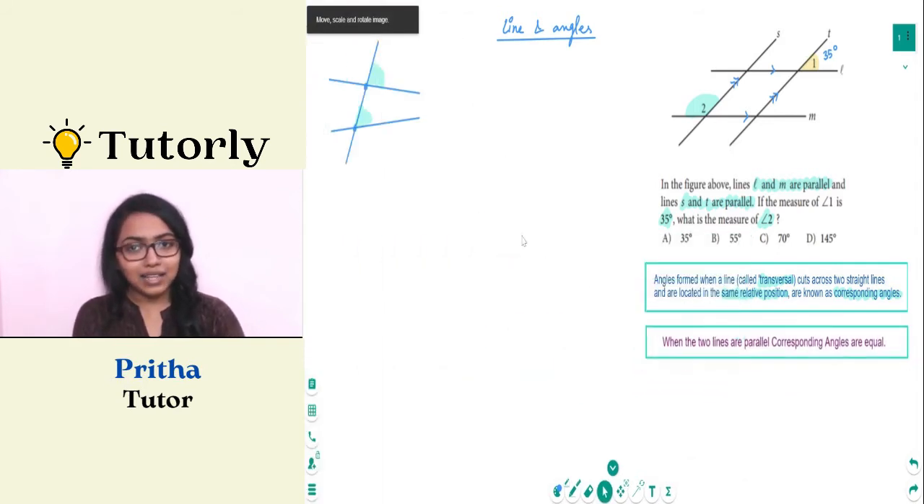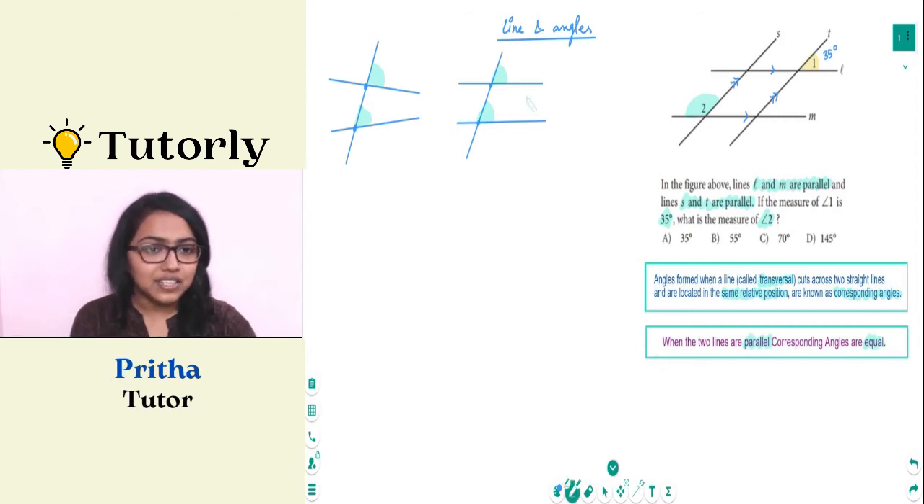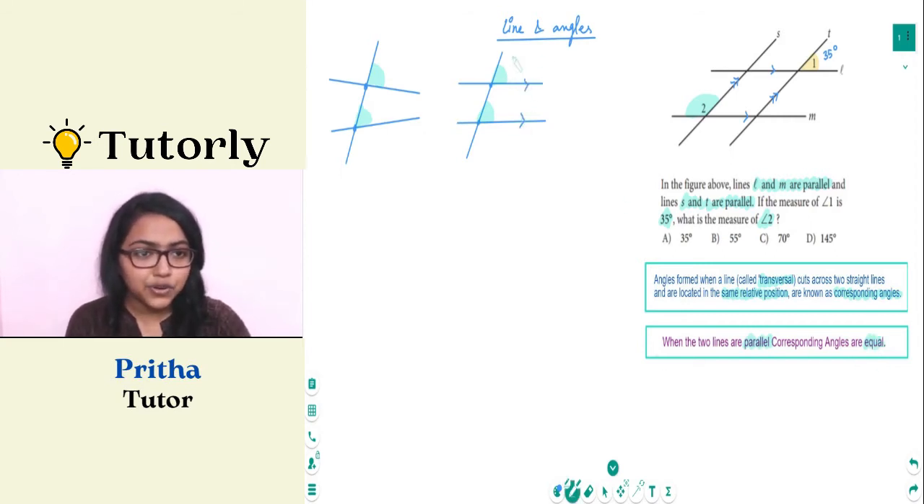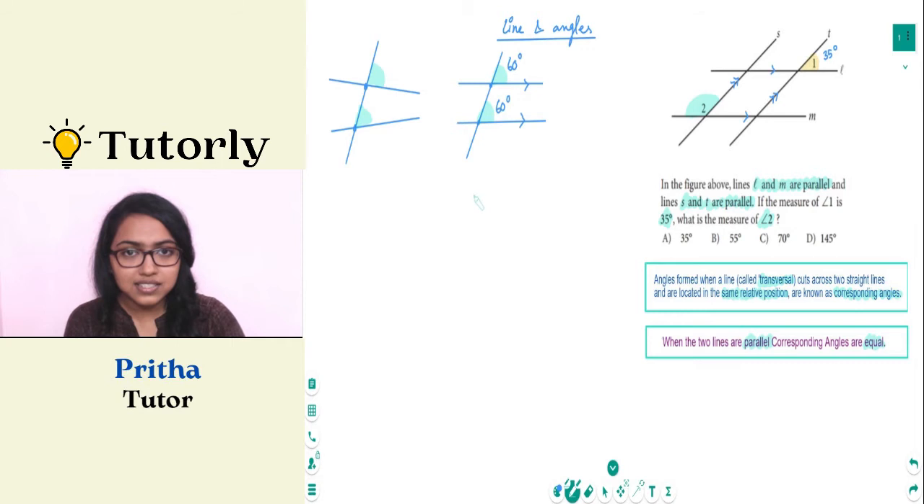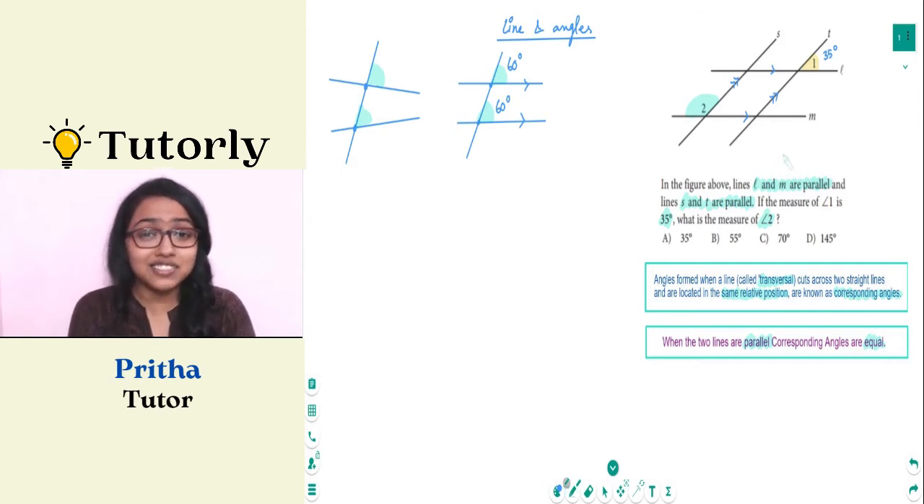Now, if we have a parallel line, then this corresponding angle has a special relation. So let's draw a parallel line here, and this is our transversal. So if we start with this angle, then this angle here is our corresponding angle, and in case of parallel lines, these corresponding angles are equal. So basically what this means is if this is 60 degrees, then the corresponding angle will also be 60 degrees. All right, so now we have enough information to at least start the problem.